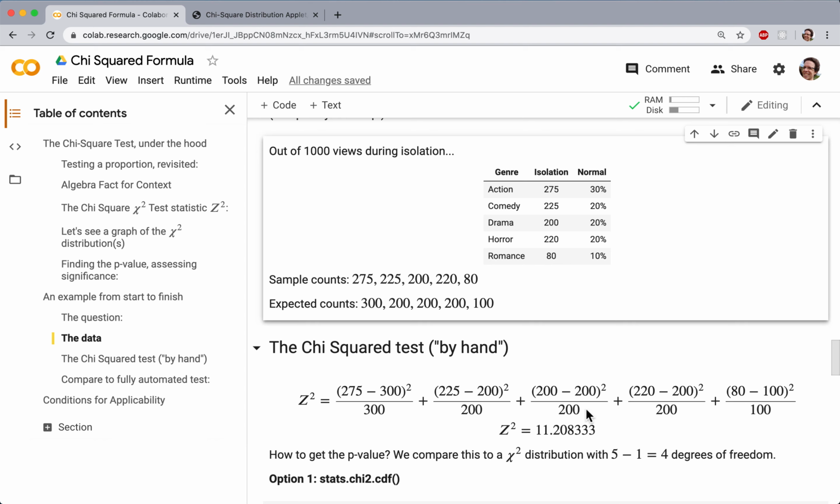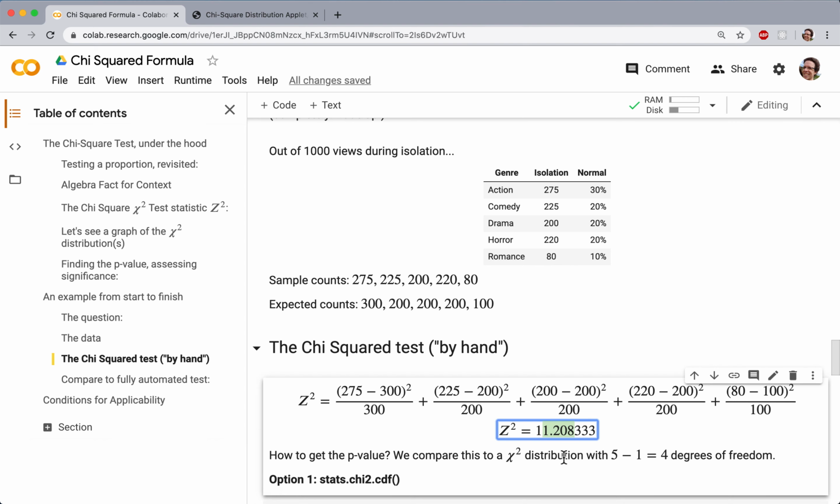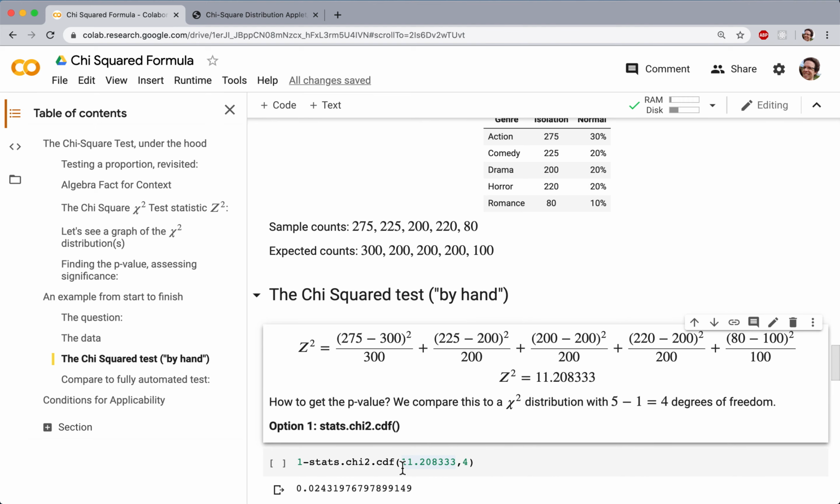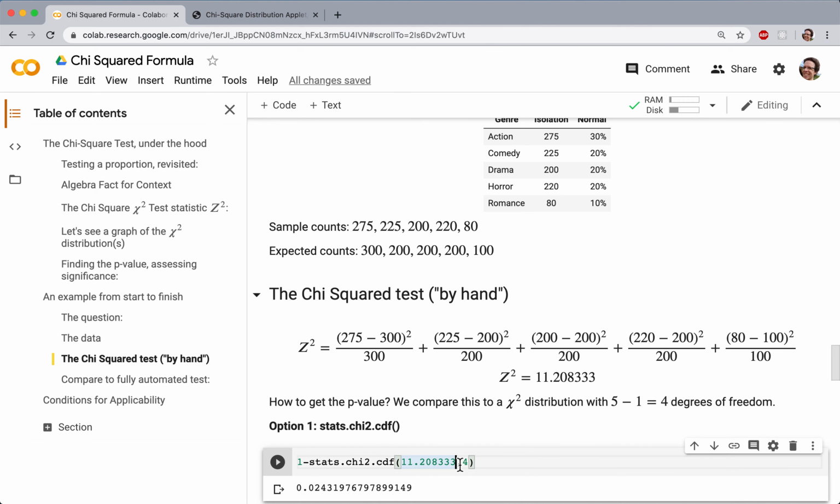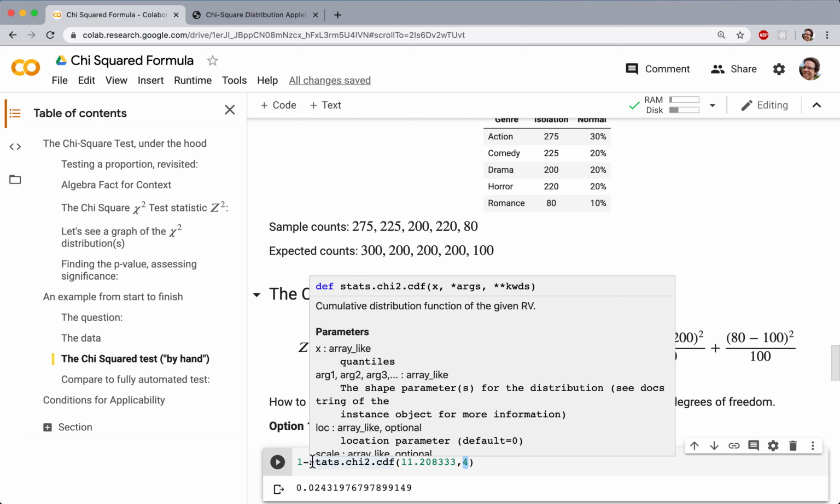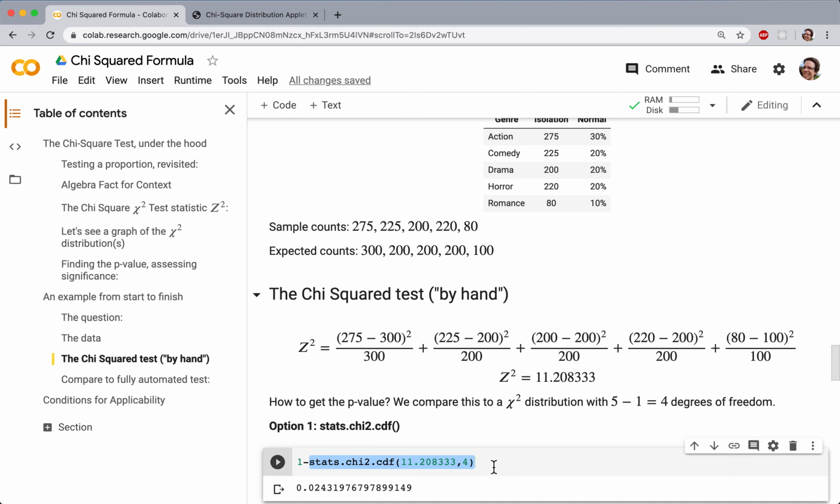Let's calculate the p-value from our test statistic of 11.2 using the function stats.chi2.cdf. So it looks like this. We plug in our test statistic here, which is 11.2, and we plug in 4 for the number of degrees of freedom because there are 5 categories. This function will give us a left tail, and we have to remember to subtract from 1 in order to get the right tail. Basically, we're subtracting from 100% to get the other side of the graph.